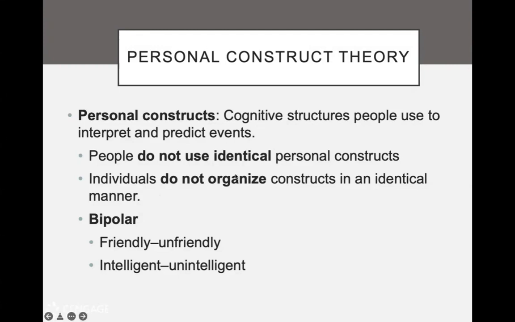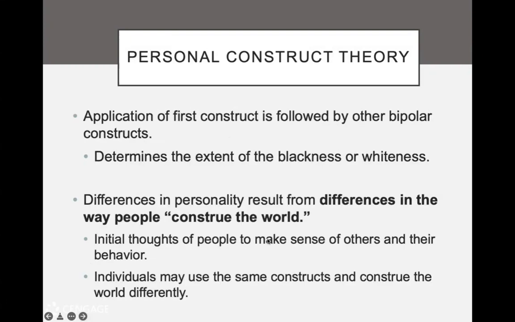And so let's say you meet someone for the first time. Some of the constructs could be the construct of friendliness. So you would evaluate them by saying how friendly or unfriendly the person is, or how intelligent or unintelligent the person is. So in personal construct theory, the application of the first construct is followed by other bipolar constructs. That's what George Kelly said, and he said it determines the extent of the blackness or whiteness. Differences in personality result from differences in the way people construe the world.